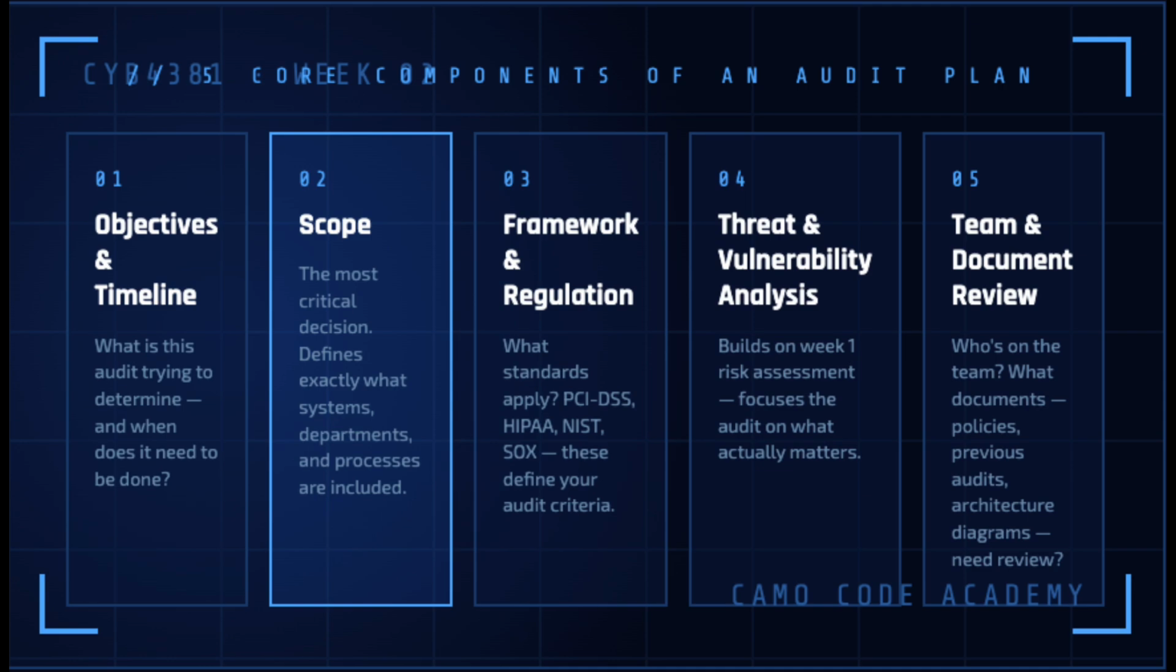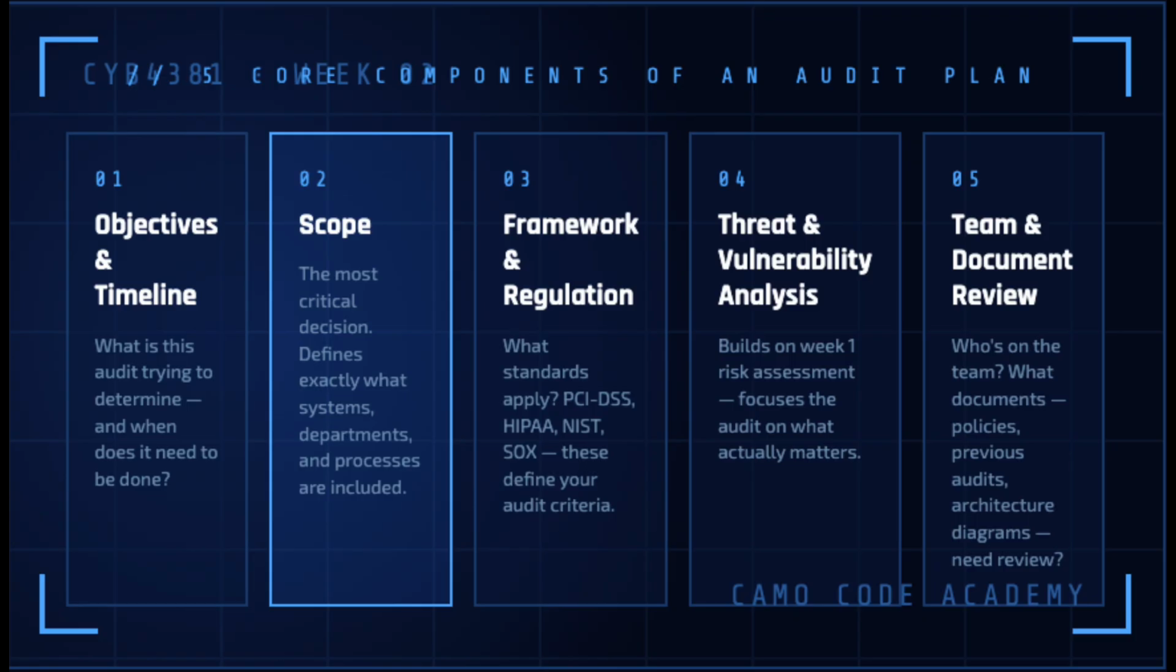An audit plan has 5 core pieces, and each one matters in its own right. The first is objectives and timeline. Basically, what are you trying to find out, and when does this need to be done? It sounds obvious, but if you're vague here, it shows up in your findings later.